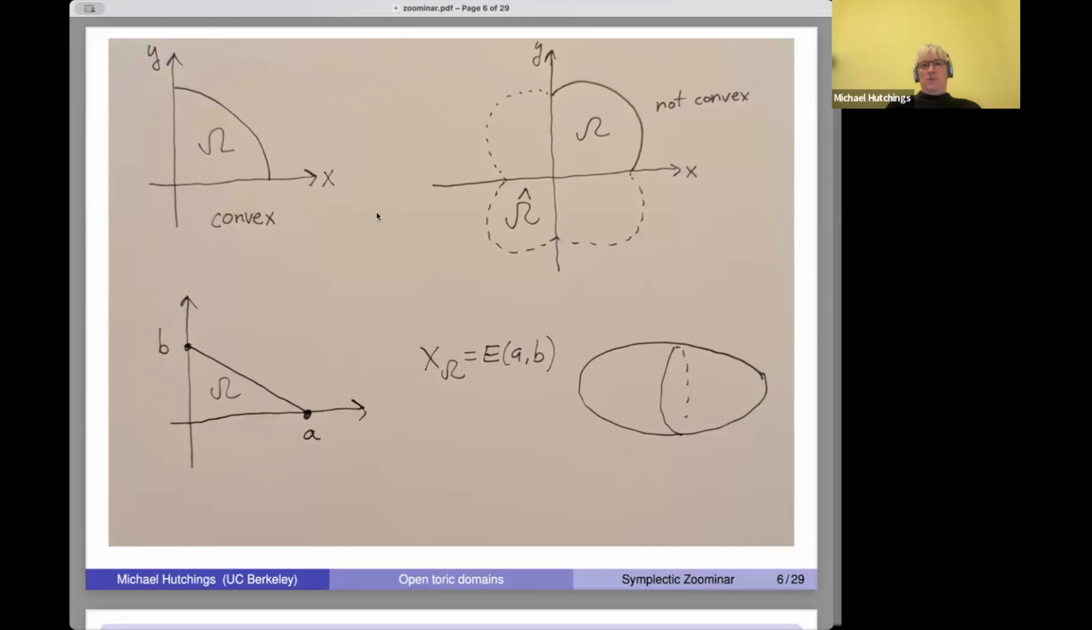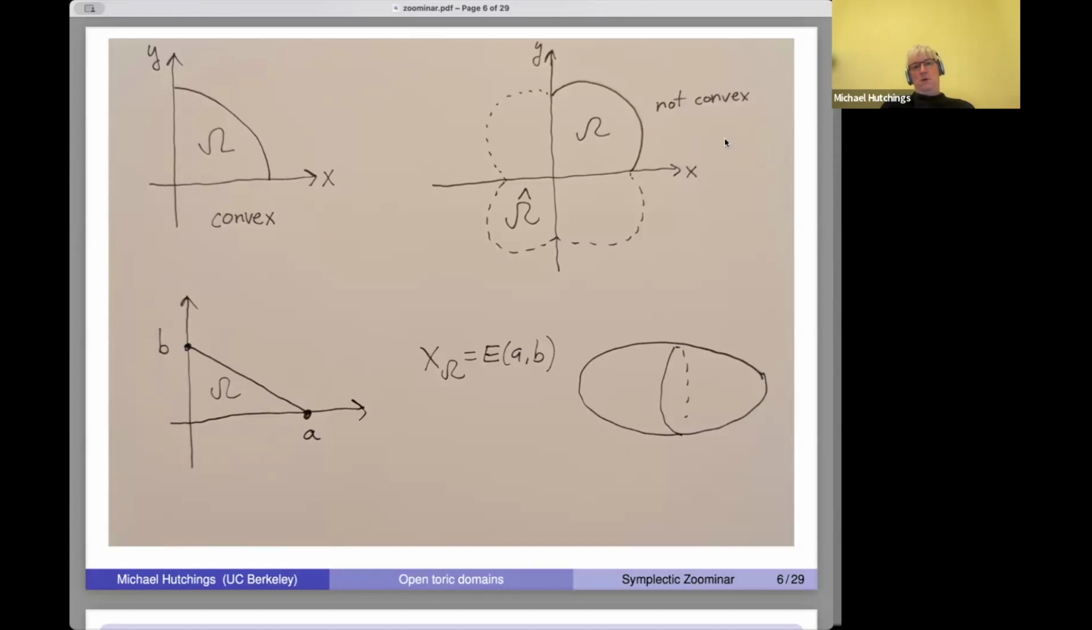On the upper right, I've drawn an omega. So the set omega itself is convex, but then when I reflect it across the axes to make a larger set, that set is not convex. So this omega does not satisfy my definition of convex, although some other authors do consider that to be a convex toric domain. Like in some papers by Dan Cristofaro-Gardiner, this would be considered a convex toric domain.